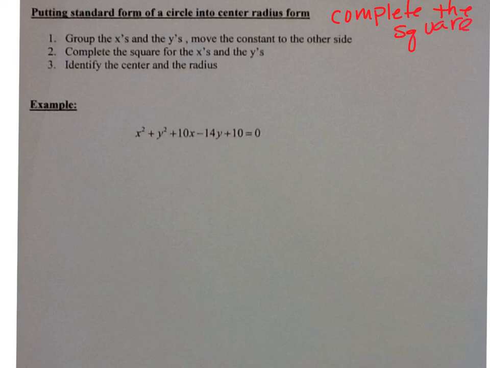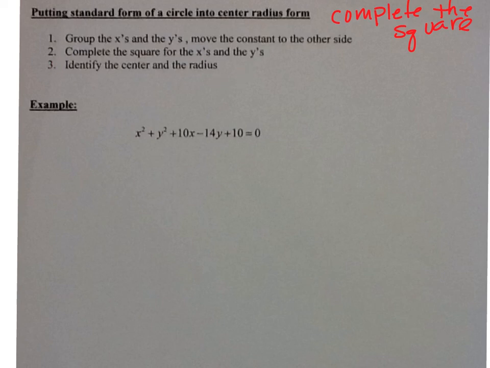All right, so to complete the square, since we have x's and y's, you're going to group your x's together, you're going to group your y's together, and then you're going to move the constant to the other side. You're going to complete the square twice, for the x's and the y's. When you're done, you'll be able to identify the center and the radius.